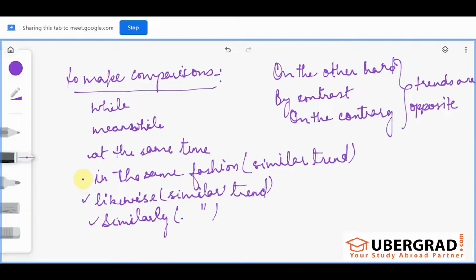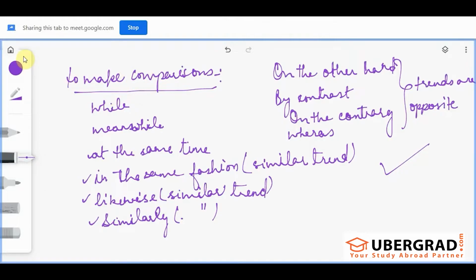Likewise, similarly, when the two trends are same, either both of them are increasing or both of them are decreasing. Here one of them is increasing and the second one is decreasing, then you can use these things. Got it? You can also use whereas, for opposite trend. X was increasing whereas Y was decreasing. Okay. So these are very important words, guys. You get marks for this when you use these words.